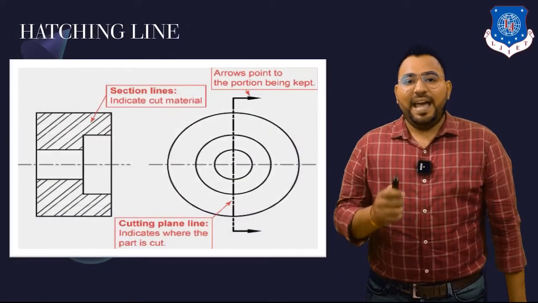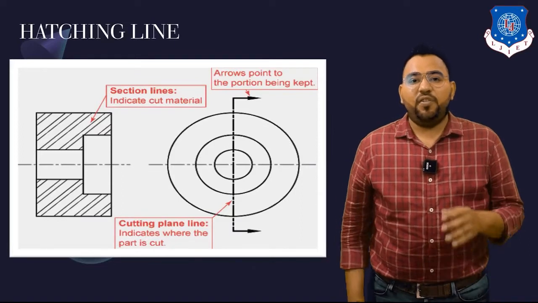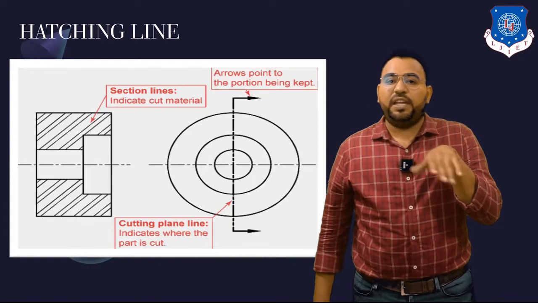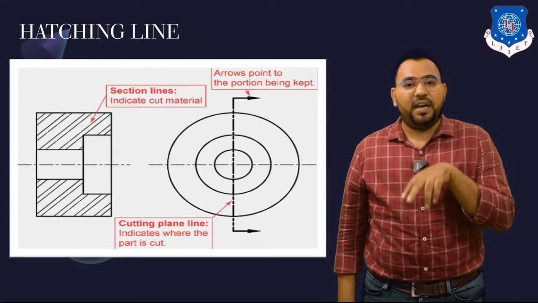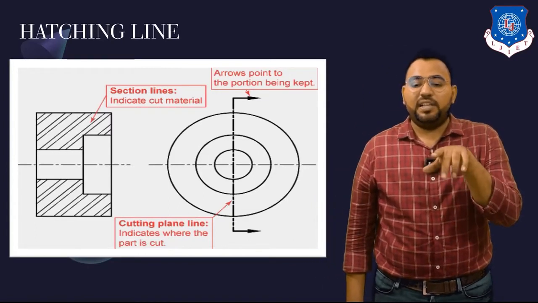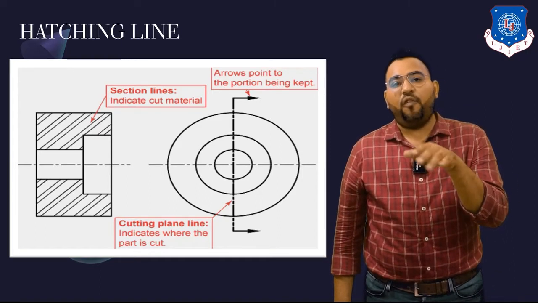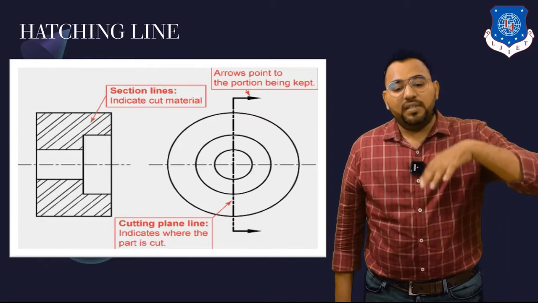Now let's see the hatching line. As you can see the hatching line on your screen, you can see a particular figure, and you can see the 45-degree lines in the figure. That can be called a section line. You can see the section lines written over the figure, and all these lines are at a 45-degree angle. So this is showing the hatching line.